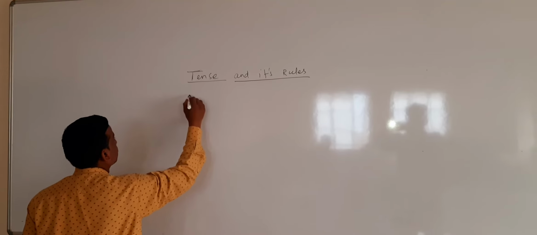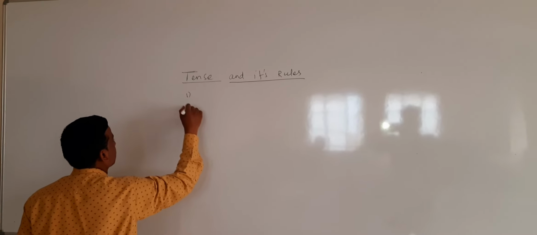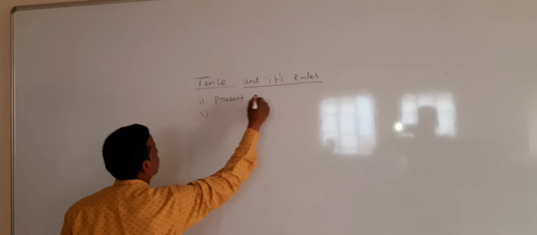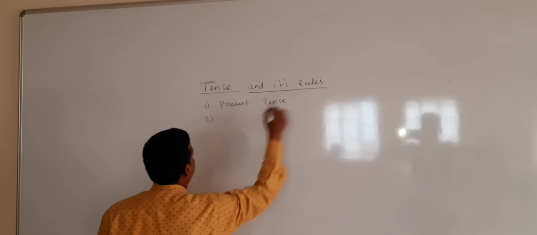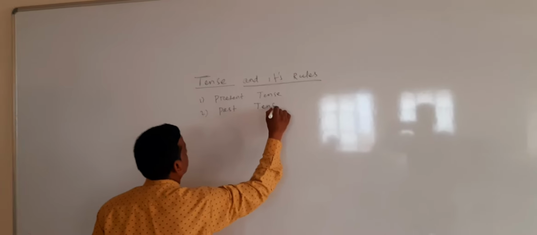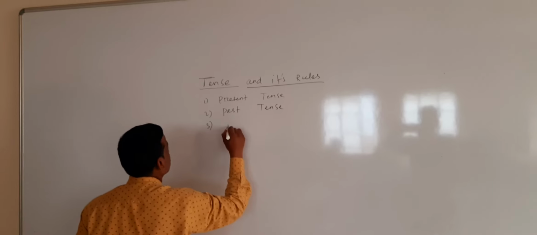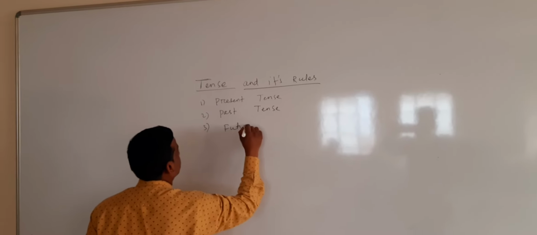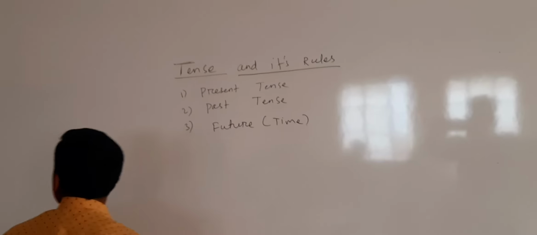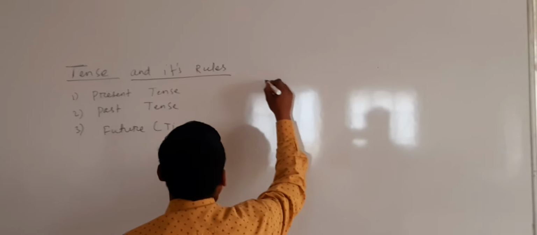Tense is divided into three parts. First one is the present tense. Second one is the past tense, and the third one is the future time.